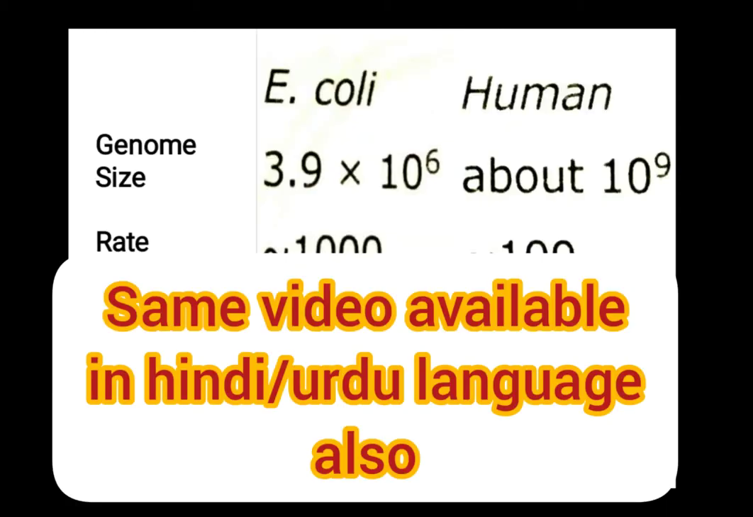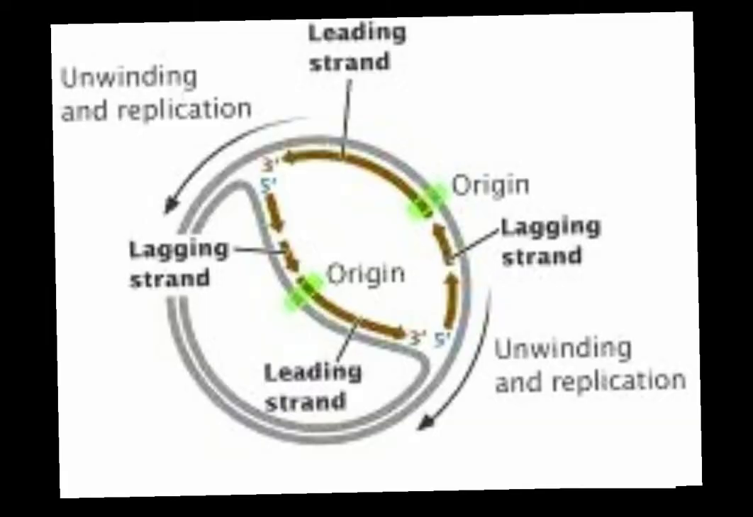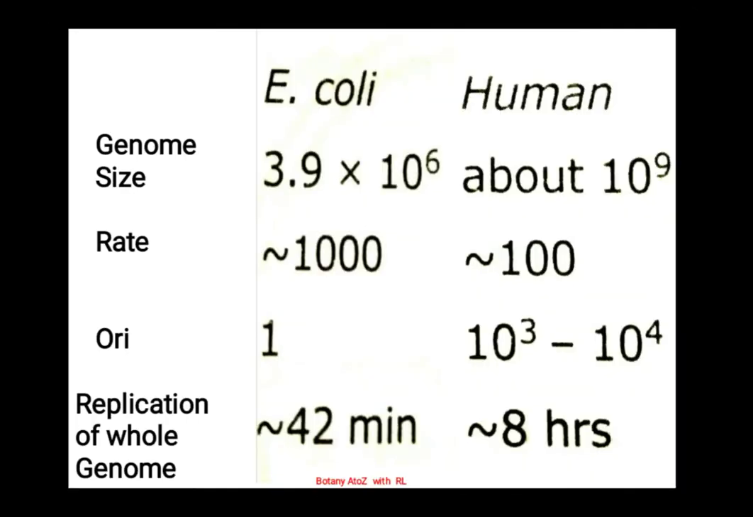There is only one origin of replication in bacterial prochromosome. The replication starts only at one point. It is bidirectional. The two forks move in opposite direction before they meet at termination sequence and replication is accomplished. Since the genome size in E. coli is small, for example, in E. coli it is 3.9 into 10 raised to 6 base pairs, and since the rate is high, the speed at which the nucleotides are added, the processivity of the DNA polymerase is high in E. coli, therefore only one origin of replication is required.